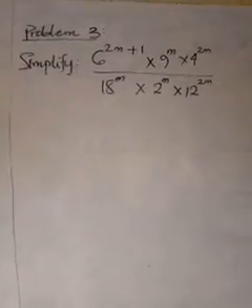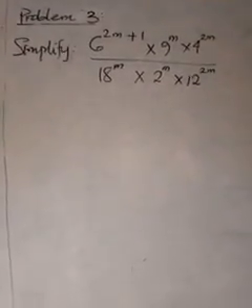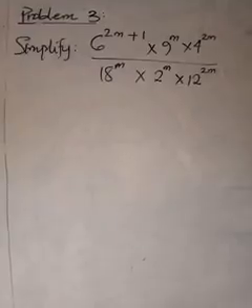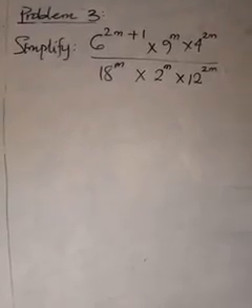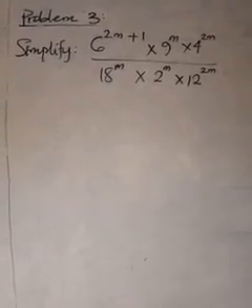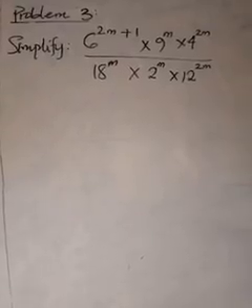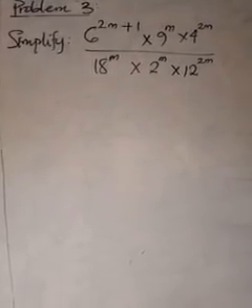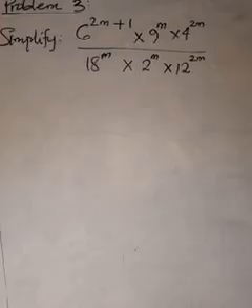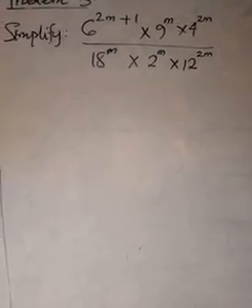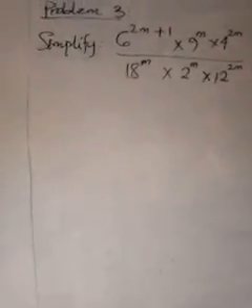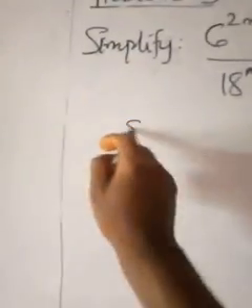Problem 3. This one says we should simplify 6 raised to the power 2m plus 1 times 9 raised to the power m times 4 raised to the power 2m, divided by 18 raised to the power m times 2 raised to the power m times 12 raised to the power 2m. Solution.